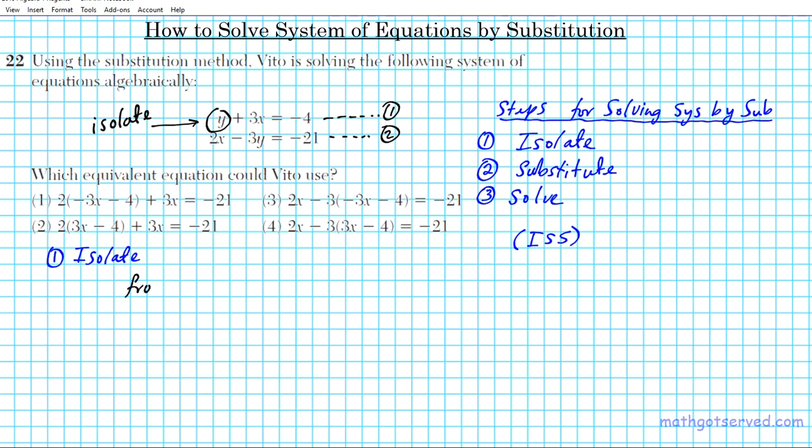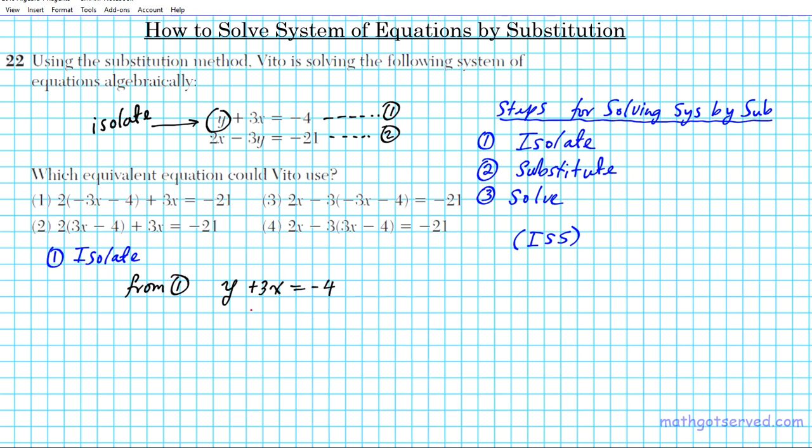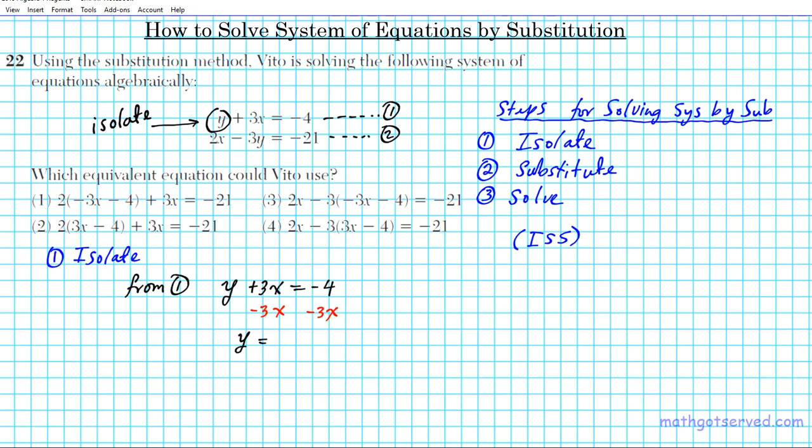So we're starting from equation 1. From equation 1, we have y plus 3x equals negative 4. Our goal is to isolate y, get y by itself. So to isolate y, we will subtract 3x from both sides of the equation. And that yields y equals negative 3x minus 4. This is equation 3. We have achieved the isolation step. The isolation step involves getting a variable isolated all by itself without any coefficients.